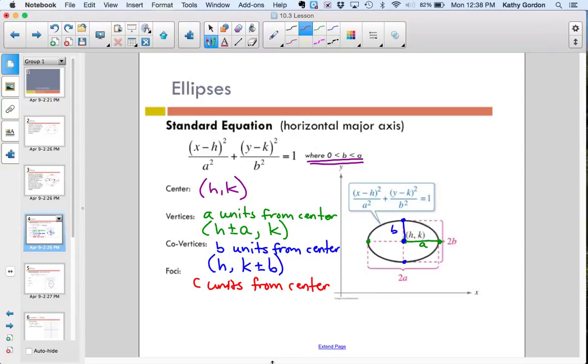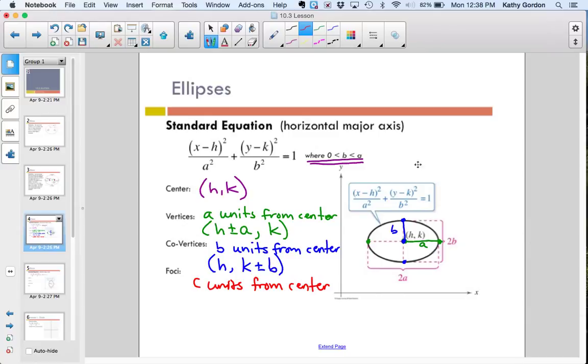But the question is, where the heck does c come from? I've got a squared, I've got b squared. Where did c come from? Midpoint between the center and the vertices? Not necessarily the midpoint. Nope. Because the foci can be a lot of different places with the same a, the same center, and it can affect how wide or how skinny my ellipse is going to be.